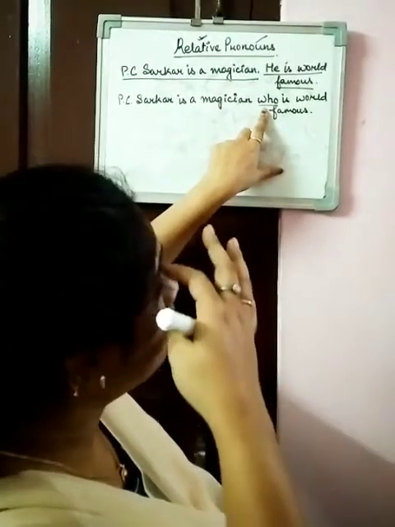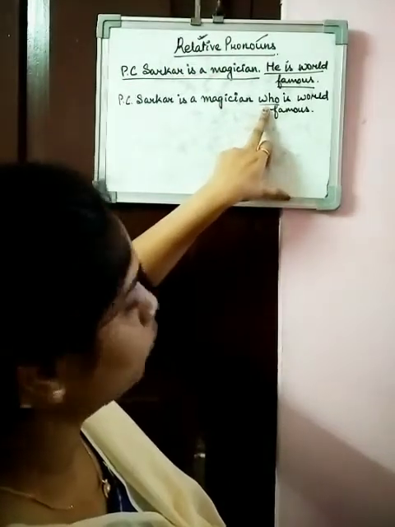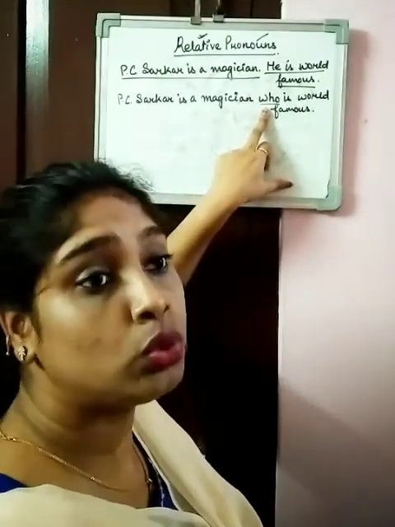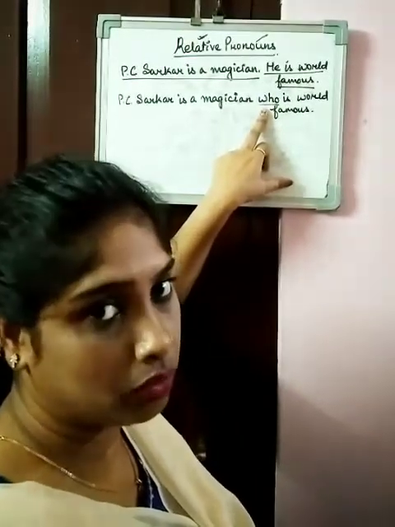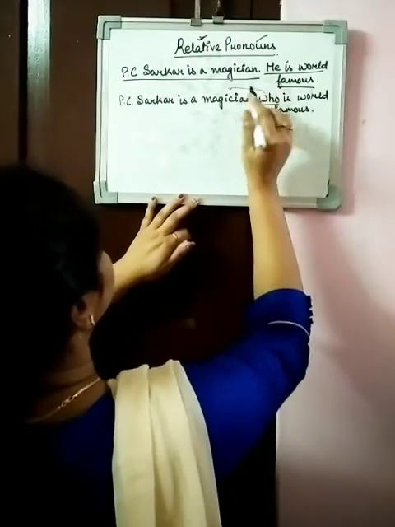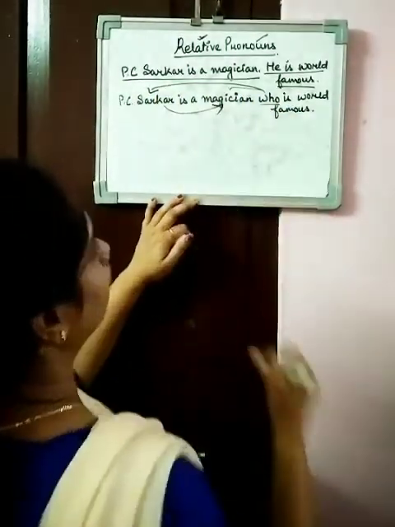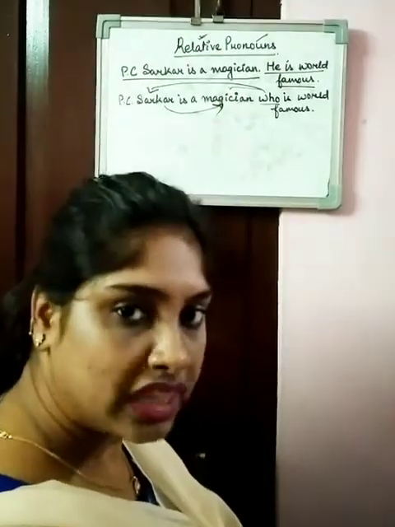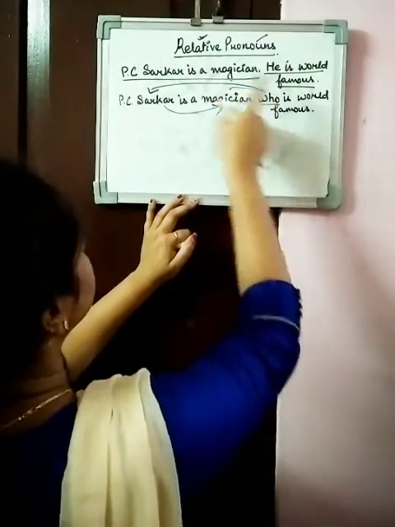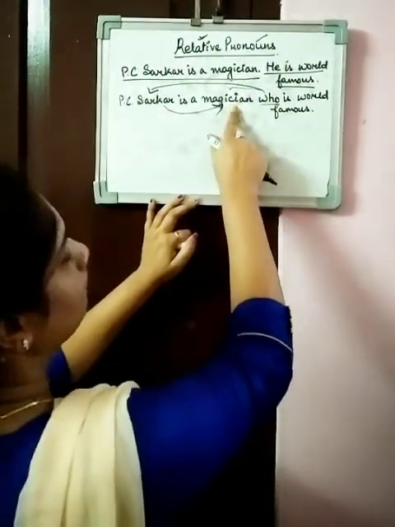Now let's see one thing, that this word who, it is referring or indicating to which noun. So this is indicating our P.C. Sarkar, who is a magician. Clear? This who is referred to P.C. Sarkar. We are talking about P.C. Sarkar, who is a magician.